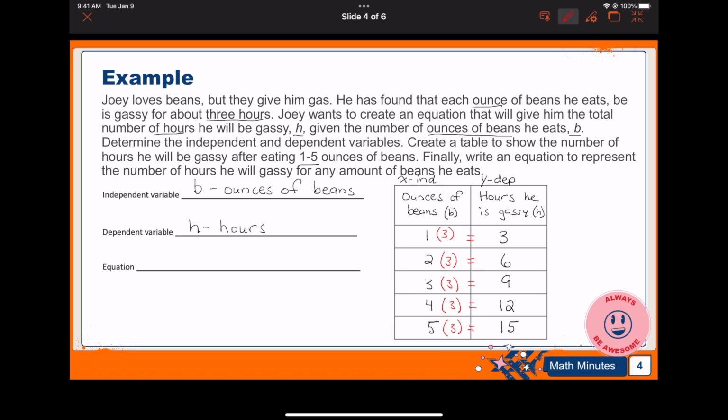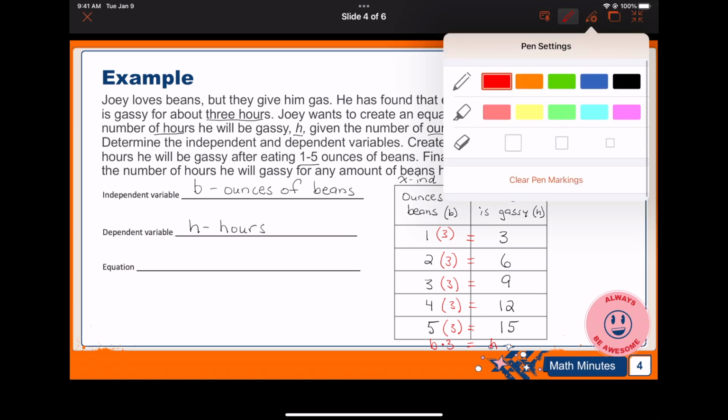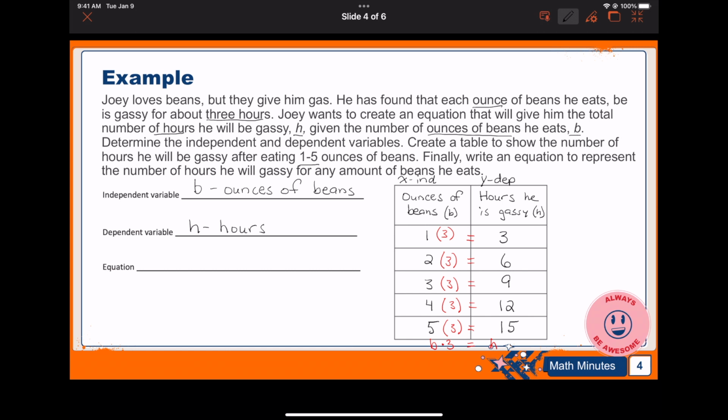Well, really, this is just the B column, right? So this is really just B, and we're multiplying that by 3, so B times 3, and what does that give me? Well, it gives me my H, my hours that he's gassy, right? So if I'm trying to write an equation for this, all I really need to do is look at my table that I made and go, what is happening in this table? What can I do to X to get over to Y? So when I write this as an equation, it's really just going to be B times 3 equals H, right?